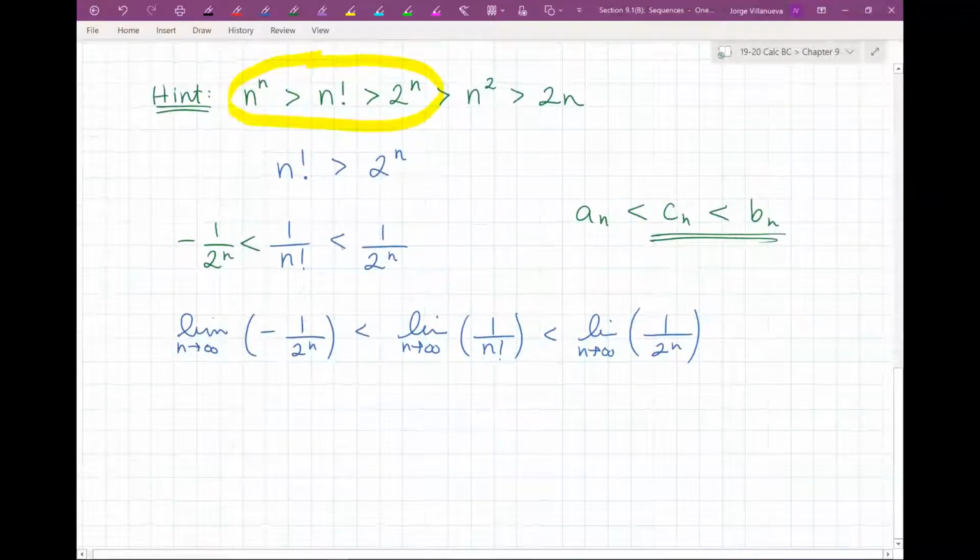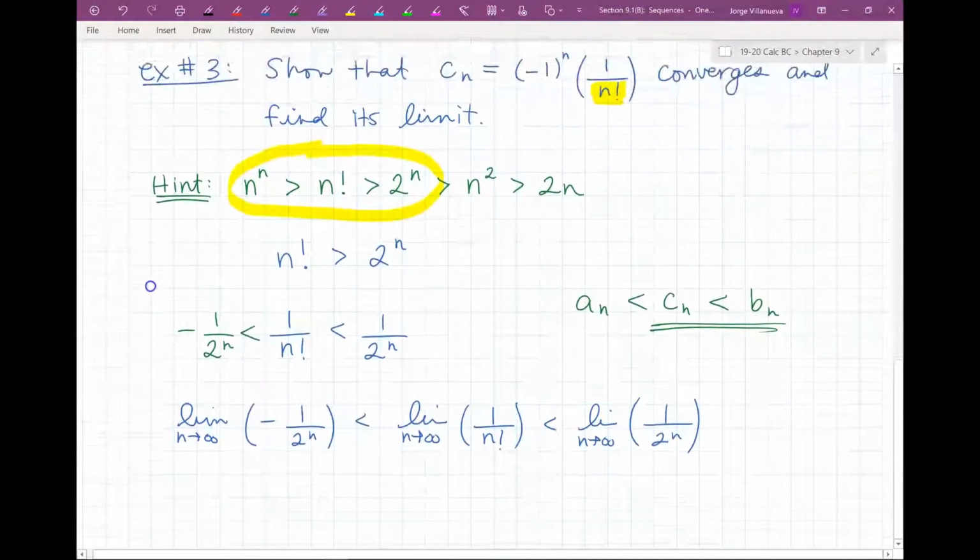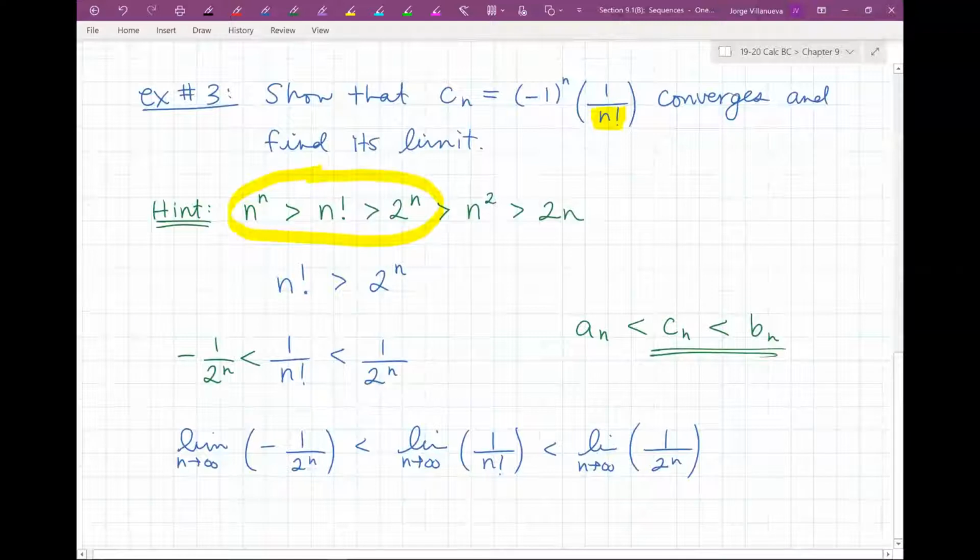So go ahead. How do you know that you have to use n factorial and 2 to the n? I use the n factorial because my main function that they gave me, c sub n, has an n factorial in the denominator. So I figured, well, since I'm using an n factorial in the denominator, what function should I compare it with? I can compare n factorial with 2 to the n or n to the n. I mean, you could also compare it with n squared and 2n, but usually you try to stick to the ones next to it. So I said, well, let me compare it to 2 to the n. Because n to the n, that's a volatile type of comparison. You don't really want to go there. So I'm going to compare it with 2 to the n.